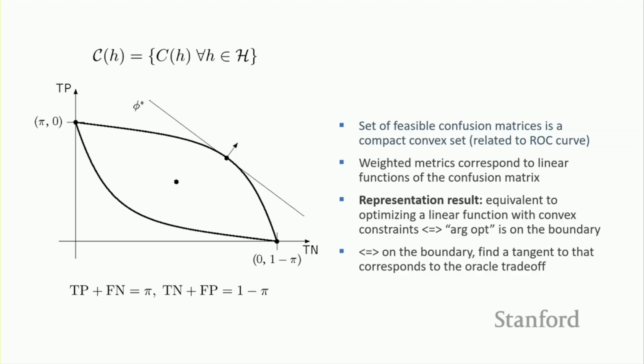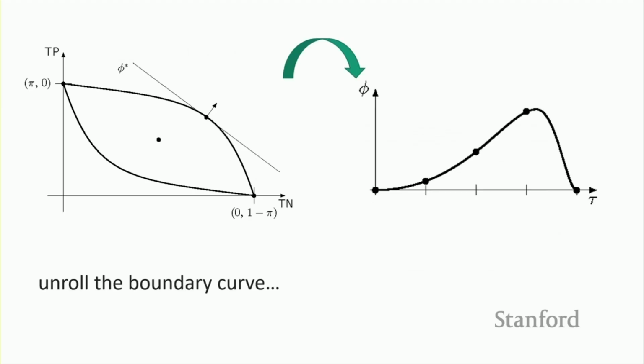Questions? Okay, so let me try to put this together. How do we actually do this? It turns out that a reasonable way to do this is to unroll the space. So I want to find a linear metric, so a choice of weights that best aligns with a stakeholder preference. I didn't mention this, but I think it's worth mentioning.